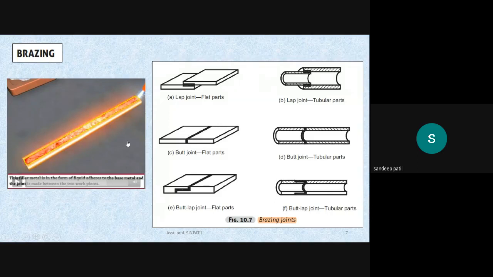So what is the basic difference between welding and the brazing process? In welding, both the base metal as well as the filler metal are going to be melted, and in the brazing process, only the filler metal is going to melt. So this is one of the differences between the welding and the brazing process.